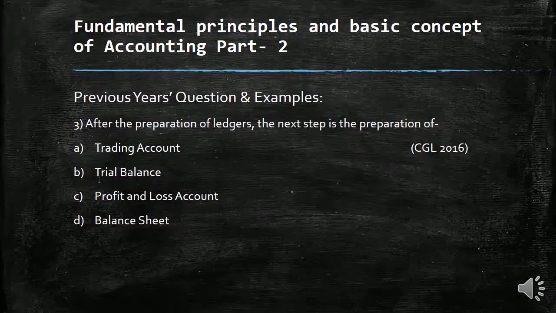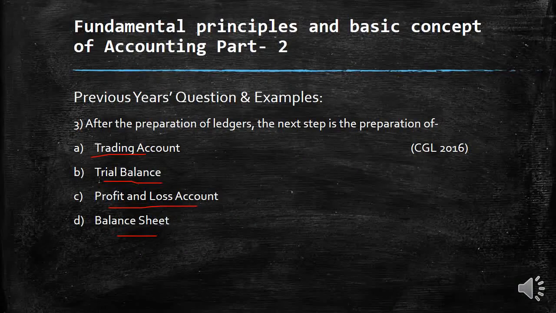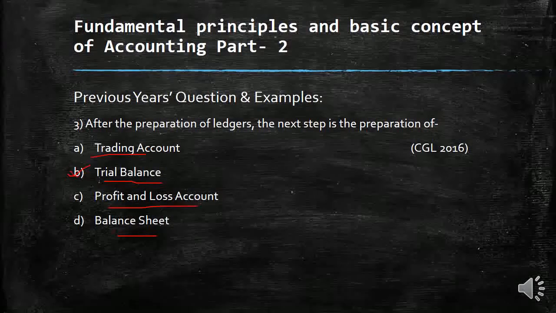Question number 3 is after the preparation of ledgers, the next step is the preparation of option number 1 is trading account, option number 2 is trial balance, option number 3 is profit and loss account, option number 4 is balance sheet. So we already know that after preparing ledgers, for checking its correctness, we prepare trial balances. So option number 2 will be the right answer.